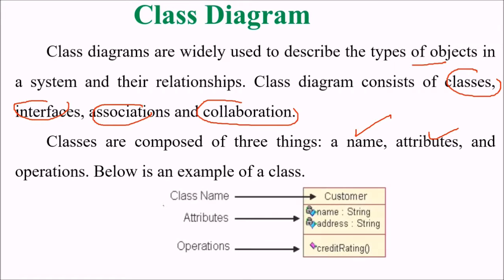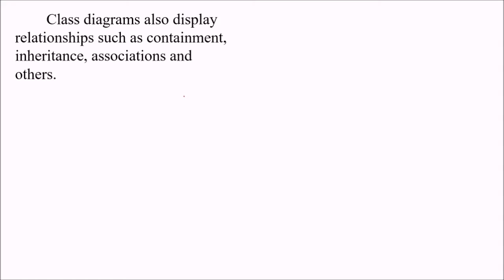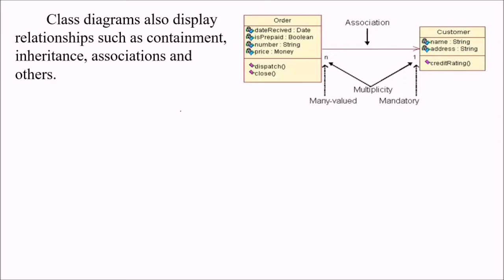We have an example of a class. This is a class name, say Customer. These are the attributes of the class Customer: name with data type string, address as string, and the operations, that is the credit rating. Class diagrams also display relationships such as containment, inheritance, association, and others.